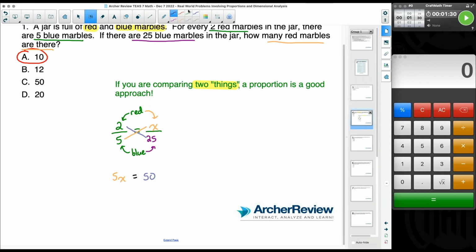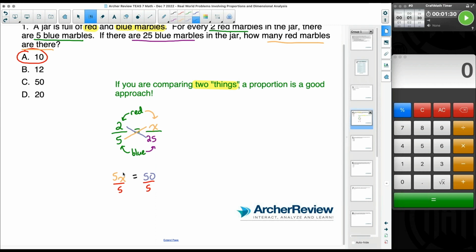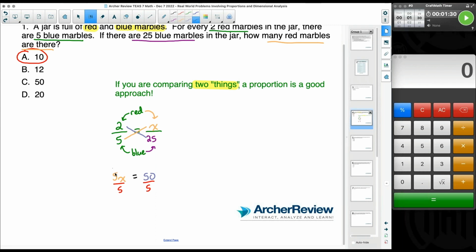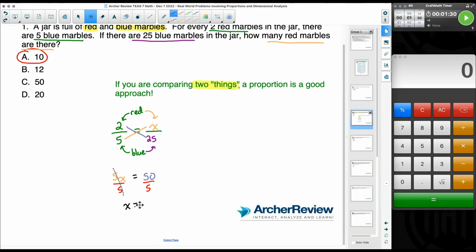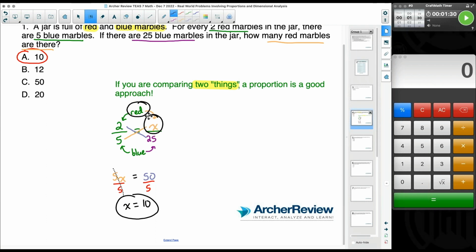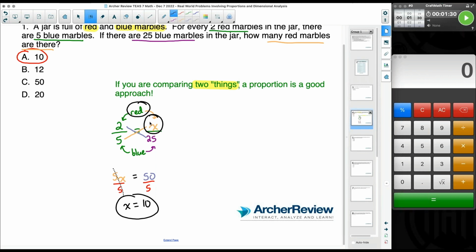You want to get that x by itself, so we need to divide by 5. If you're unfamiliar with solving equations, that is a webinar that I've already done, but this is a basic equation here. We're solving for x, and if we do that, we get x equals 10. And that 10 does represent the red marbles, and that's what the question is asking.